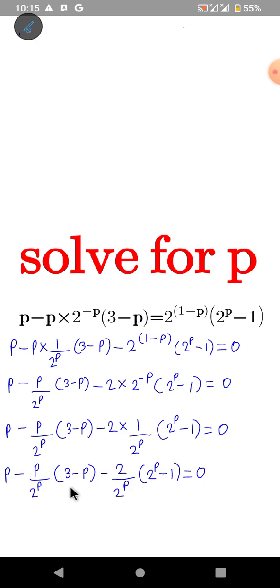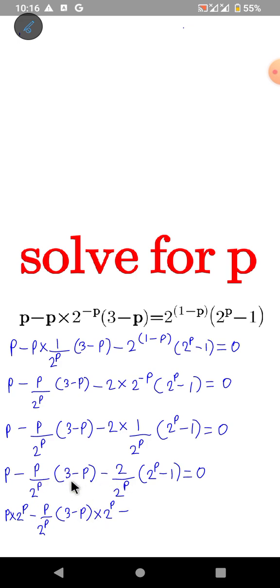Now my next step, I'm going to multiply each component of this equation by 2 raised to the power of P to eliminate the denominator in this fraction and also in this fraction here. So now we start. This one will now become P multiplied by 2 raised to the power of P. So I multiply this P by 2 raised to the power of P, then minus P all over 2 raised to the power of P, bracket 3 minus P, all multiplied by 2 raised to the power of P.